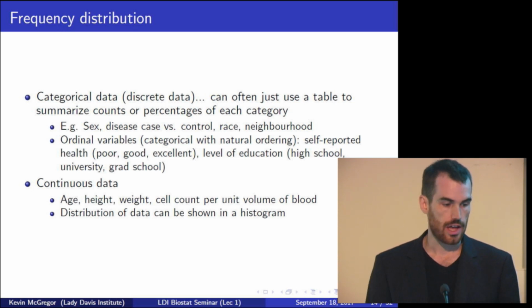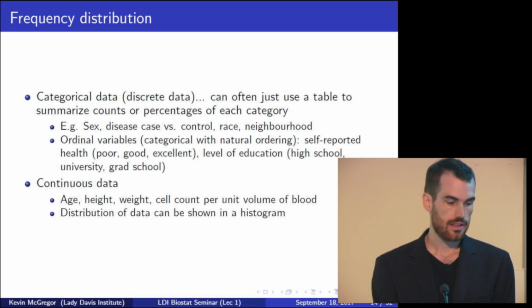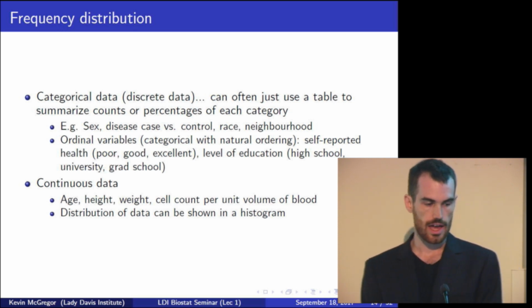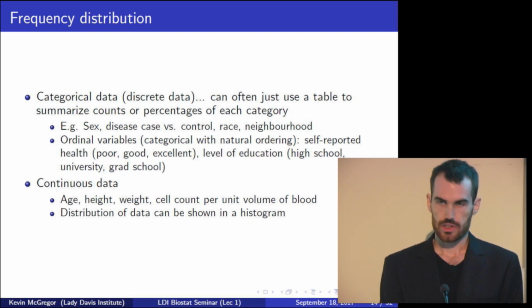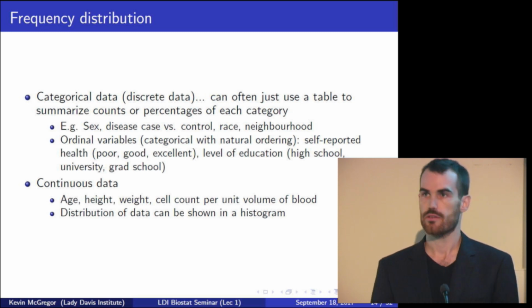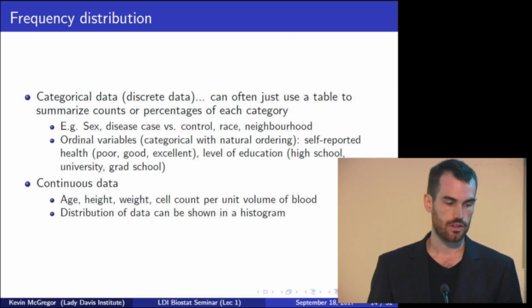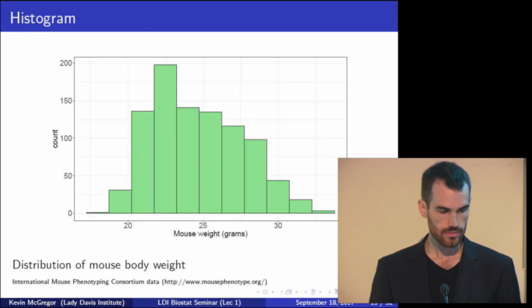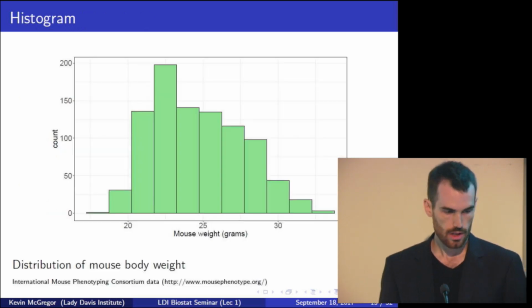So examples are age, height, weight, cell count per unit volume of blood. And with continuous data, it's a little bit harder to visualize, but it's not too difficult. We use what we call a histogram, which I'm sure most people are quite familiar with already. So here's an example of a histogram.